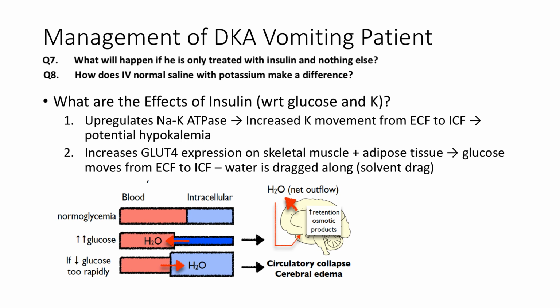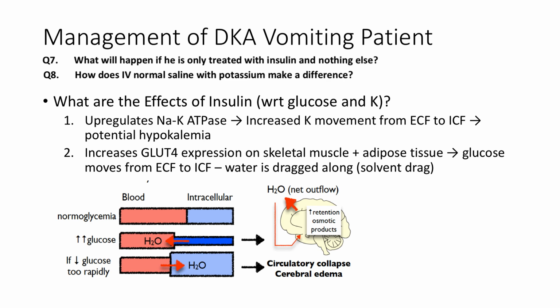Right, glucose will go down because, firstly, insulin will upregulate your Na-K ATPase, so that will cause K to move from ECF into ICF. So suddenly all the K is sucked into the cell, so the blood potassium level drops. Number two, insulin also increases GLUT4 expression of skeletal muscle, so I pull all the glucose into the cell.